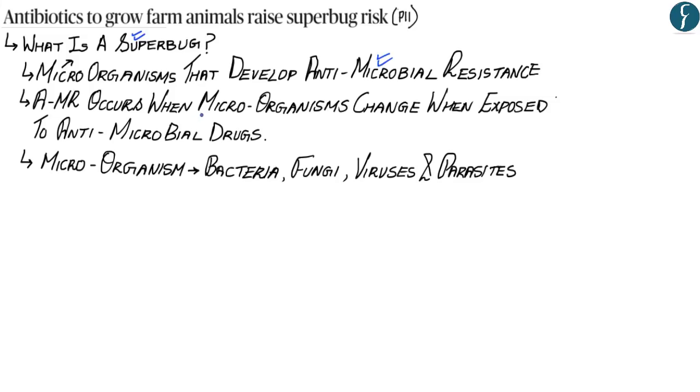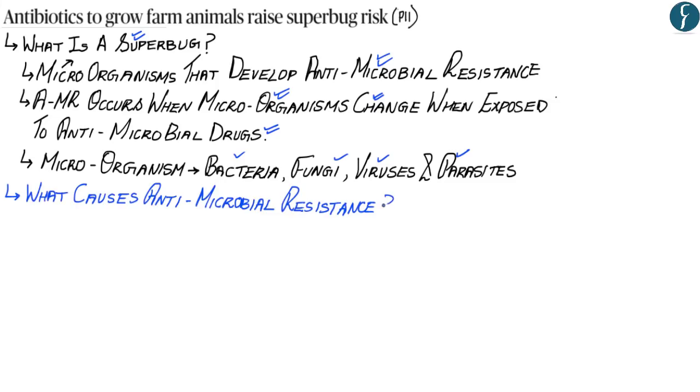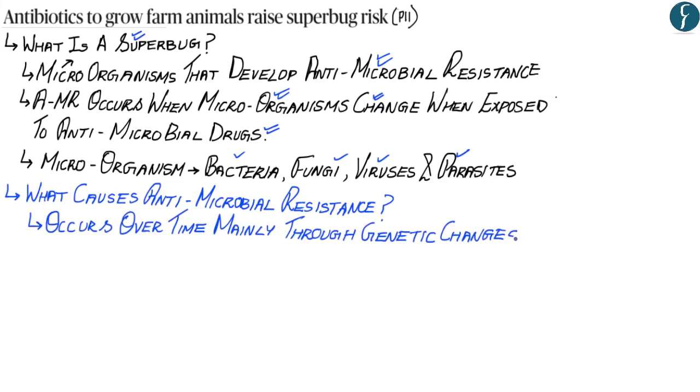And this antimicrobial resistance occurs when microorganisms such as bacteria, fungi, virus, and parasites change when they are exposed to antimicrobial drugs. Now the second aspect that you should understand is what causes antimicrobial resistance. This antimicrobial resistance occurs over time and is mainly developed through genetic changes. But what is now happening is that the overuse and misuse of antibiotics and growth promoters accelerate this change process.